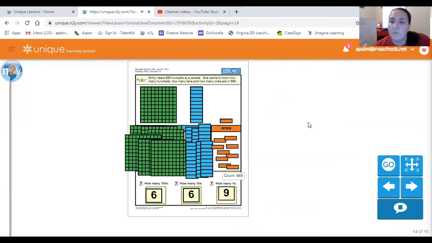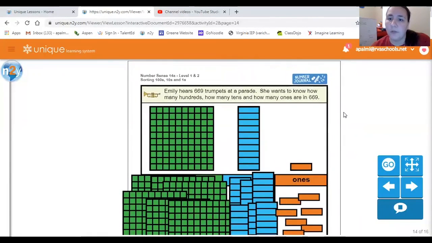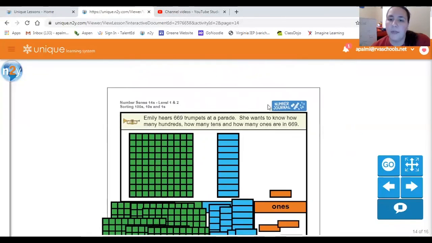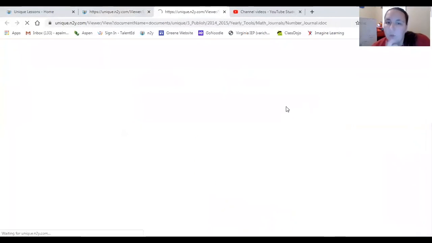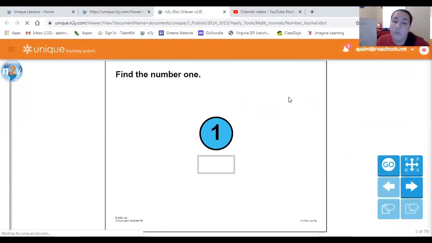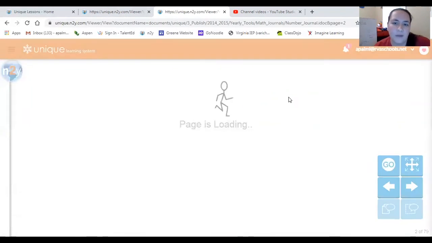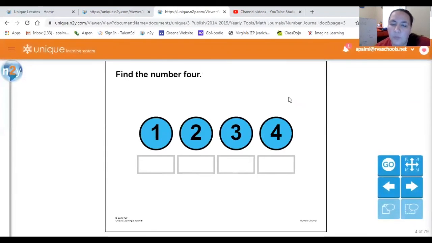All right, boys and girls, you did a great job today. I want to show you one more thing that you might not remember that you have. When you go onto your Unique program, you'll see this little blue button up here that says Number Journal. If you click that, it will open to a new tab, and it will let you practice all kinds of activities about different numbers. So you can practice counting, you can practice matching, you can practice adding, all those types of skills in your number journal, okay?